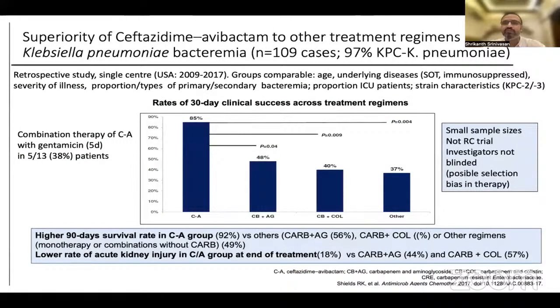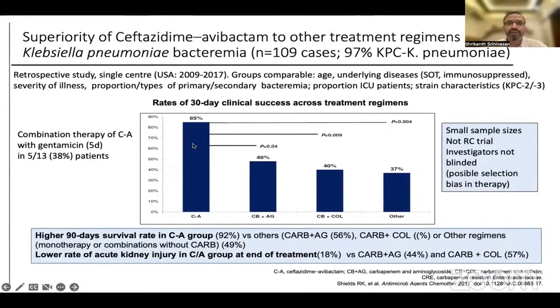So it has been found to be superior to other regimens for Klebsiella pneumoniae bacteremia. When we have a drug-resistant Klebsiella and we have a bacteremia because of drug-resistant Klebsiella, which is resistant to carbapenems, the other combinations which we have are with colistin, carbapenem with colistin, which we give a lot, meropenem-colistin, imipenem-colistin, or carbapenem with aminoglycoside. So it's found to be much more superior to that.